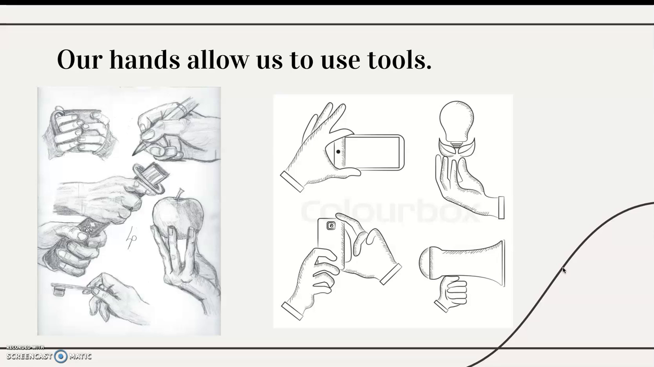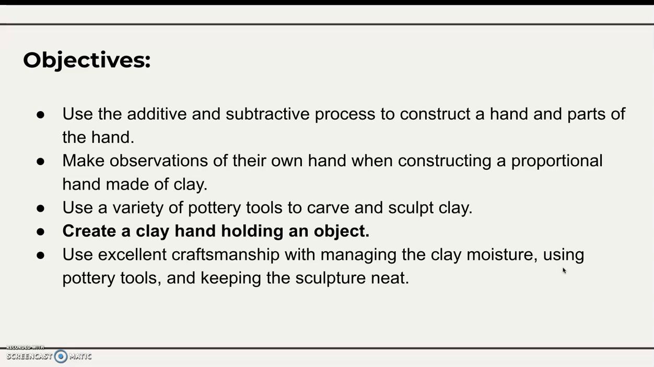They manipulate in many ways to allow us to hold objects, manipulate objects, right? Think about when you wedge the clay, what your fingers are doing. So the objectives of this project, you're using additive and subtractive processes, which are sculptural processes, to construct a hand and parts of the hand.